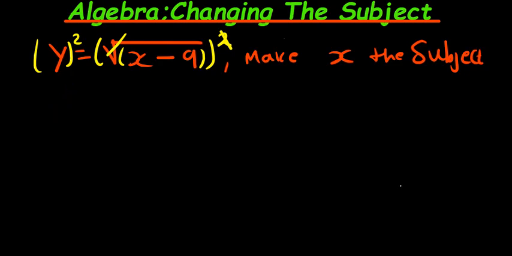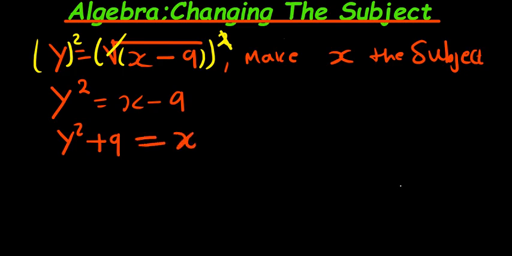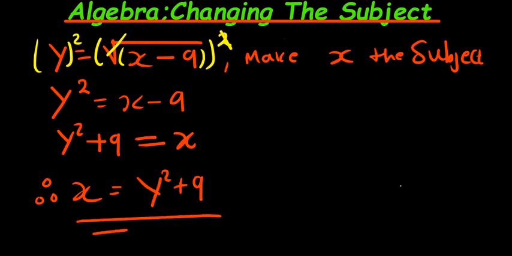Y squared will be equal to x - 9, since we have cancelled the root. When negative 9 goes to the other side, it will be positive 9, and this will be equal to x. Therefore x = y squared + 9. Therefore you have made x the subject of the formula.